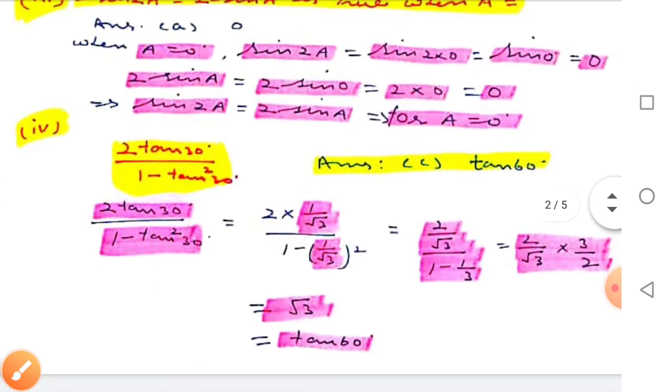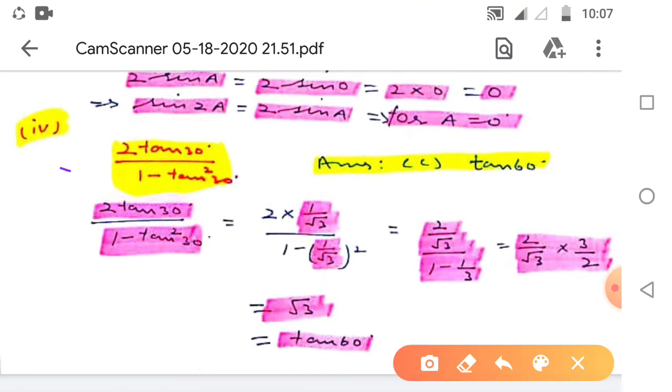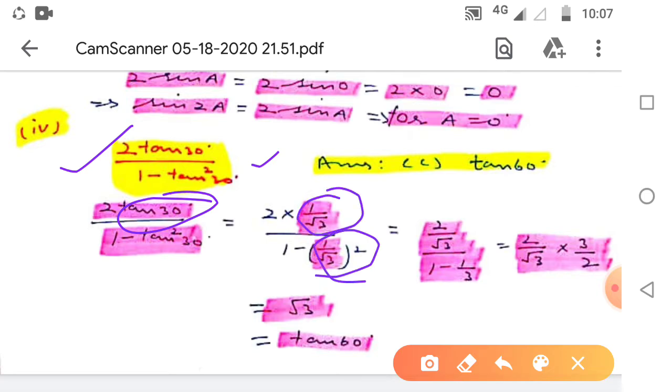The fourth part, 2 tan 30 upon 1 minus tan square 30. As you know, the value of tan 30 is 1 by under root 3. Tan square 30 is 1 by under root 3 whole square. After putting the values, the numerator becomes 2 by under root 3, and in the denominator we have 1 minus 1 upon 3, and we get under root 3. Under root 3 is equal to tan 60 in the given options. So tan 60 is the answer, that is the C part.